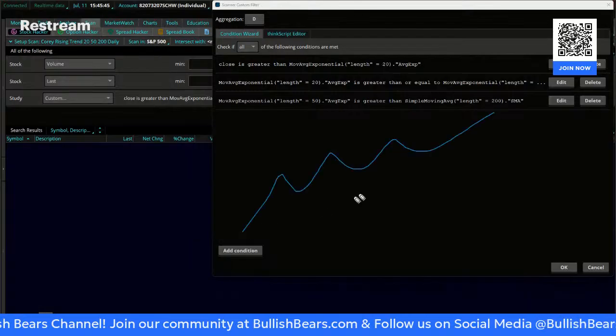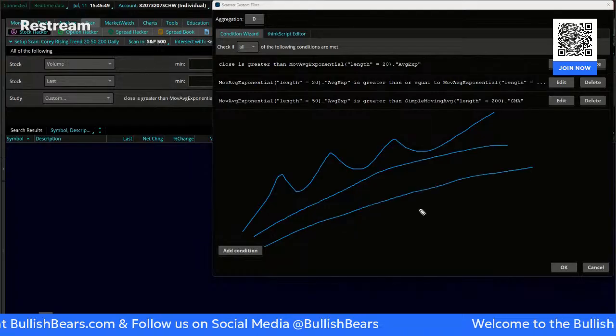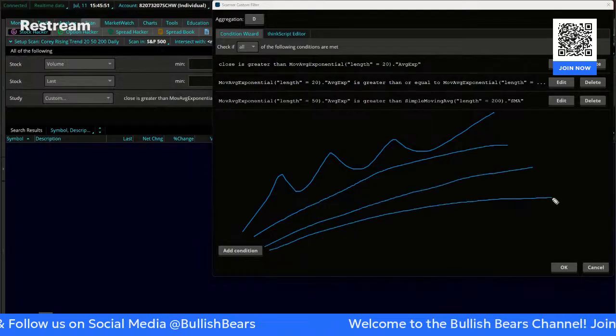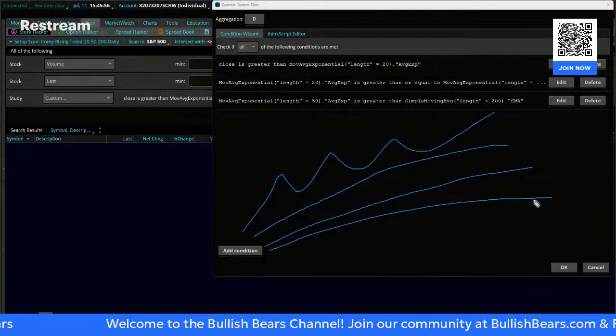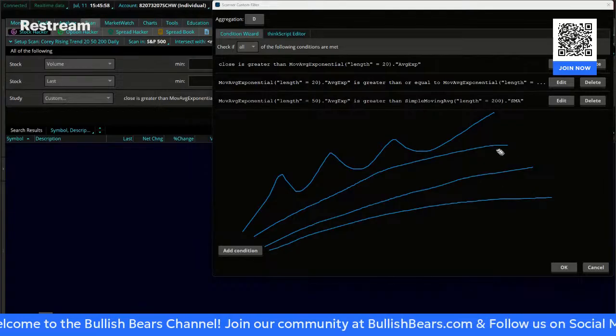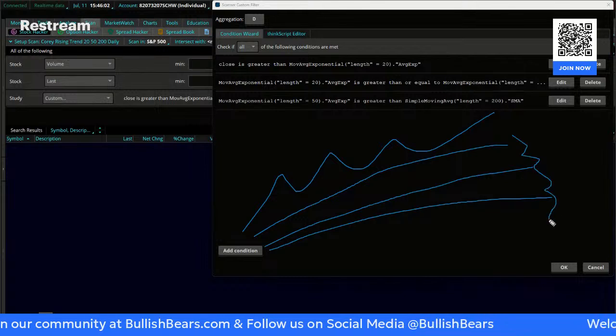All right, so first you have price. It's doing its thing. Then it has to be above the 20. The 20 has to be above the 50, and the 50 has to be above the 200. And it'll find stocks that have that sort of organization to it. And anything that has that sort of organization is considered to be in a trend.